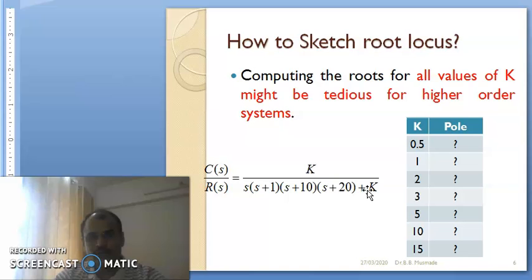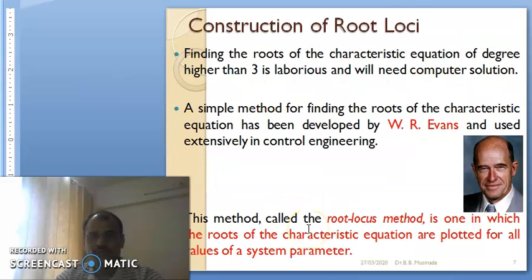But if we have a higher order system, for example, in this system the number of open loop poles is 4. Taking the closed loop transfer function, the denominator will be the characteristic equation. Again, when you equate it, it equals 0. After substitution of multiple values of K from minimum to maximum, it becomes very difficult to compute the various pole locations. In this case we have to compute for 4 locations, so it becomes difficult.